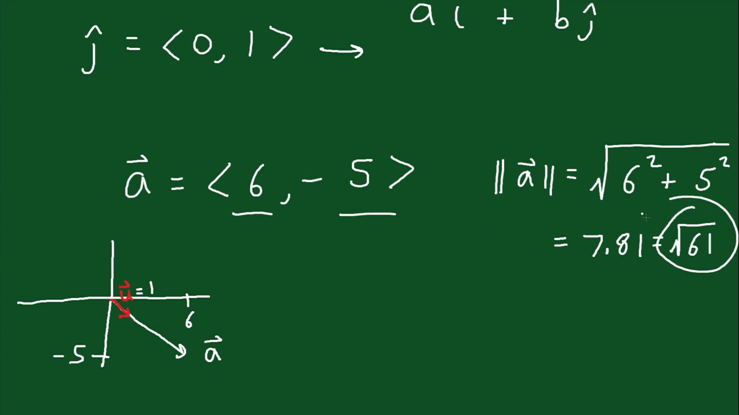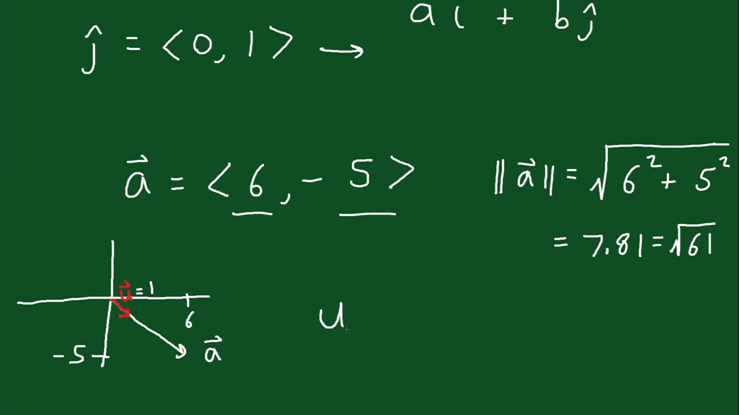It's this many times longer. It's this many times bigger, right? The magnitude of vector A, or the length of vector A, is this many times longer than the length of the unit vector, because the unit vector is just 1, right? So if it's that many times bigger than that magnitude, then the components will also be that many times bigger than these components, right? It has to be proportional in that way.